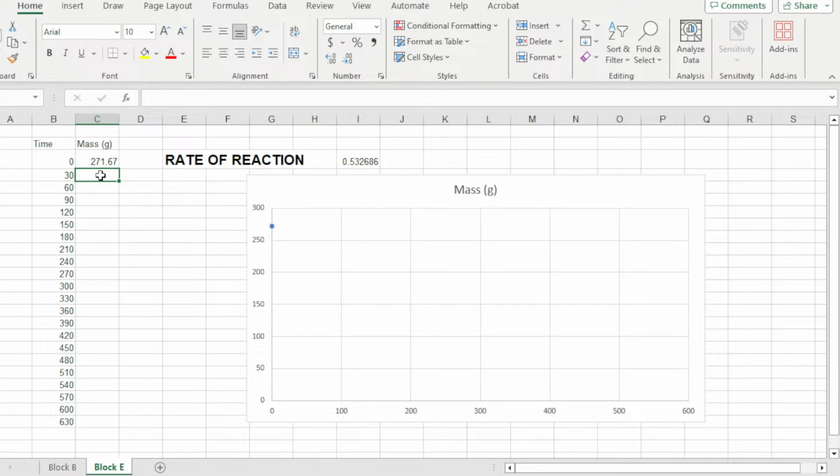Look, a reaction. Wow. So every 30 seconds. I need silence! 271.42. Oh, 271. Now, keep going until there's absolutely no change in mass.